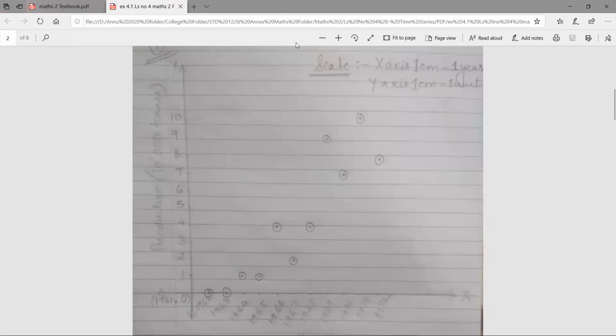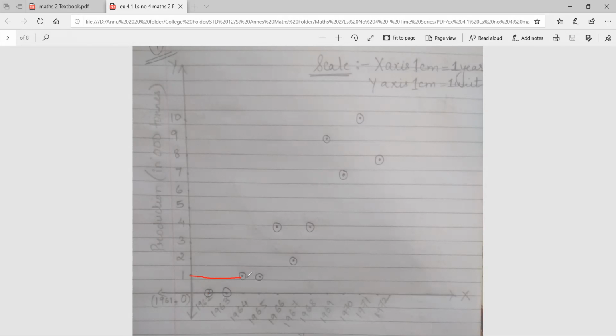Class, whenever the value is 0, I have explained it to you in LPP as well when we were doing the 8th chapter, linear programming problems. 0 means it is exactly on the axis. So as you can see, for 1962 and 1963, I've plotted the points on the axis. For the year 1964, the value is 1, so in front of 1, exactly, I've plotted the point.